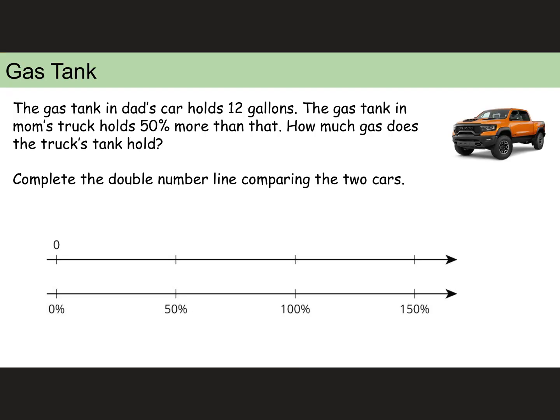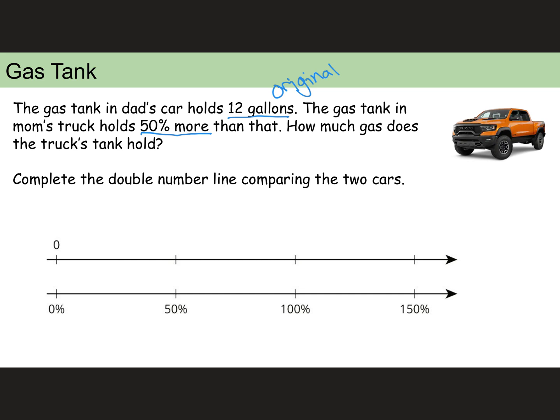All right, so let's look at this problem. The gas tank in Dad's car holds 12 gallons. The gas tank in Mom's truck holds 50% more than that. How much gas does the truck's tank hold? Okay, so with these kinds of problems, we're always going to start with what's called our original amount, and that's what we're comparing everything to. And in this case, we're comparing everything to the gas tank in Dad's car, which holds 12 gallons. So this is what's called my original.